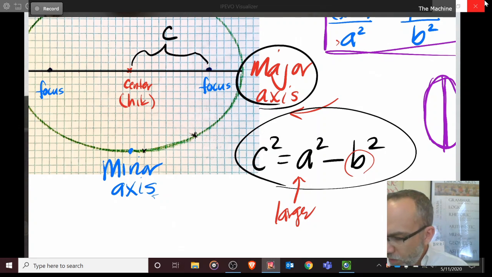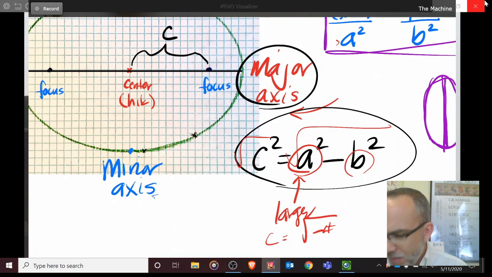Okay, why is that? Because when you take the square root of this and the square root of that to find out what C is, you can't take the square root of a negative number. And if you make the A here the smaller one, it won't work out. We'll do some practice in a minute, so just be patient.